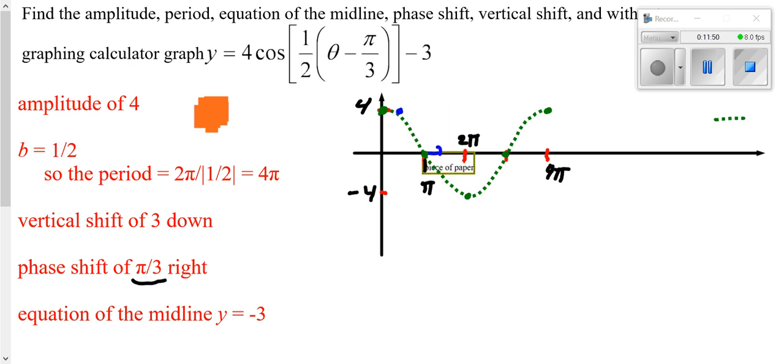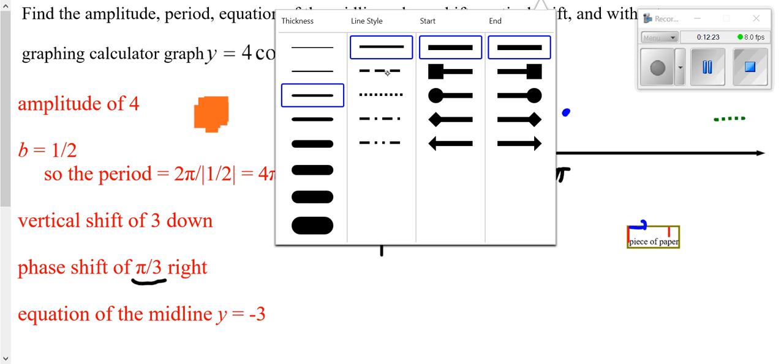Move it to the next key mark and I'll mark that. Next key mark. And my last key mark. I'll move that out of there. Now I'll go ahead and draw in a nice smooth graph going through those points.